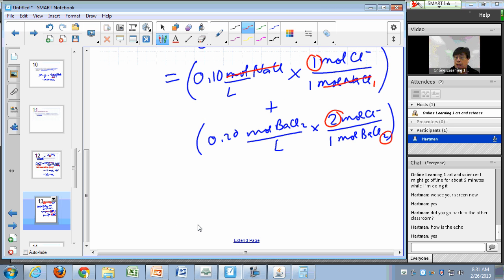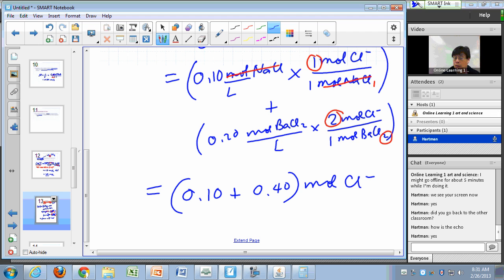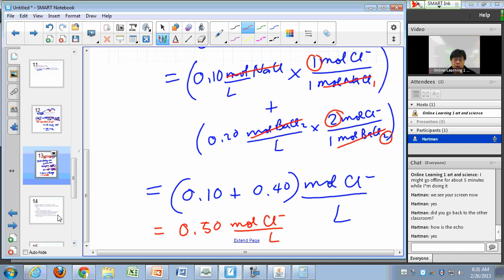And so that gives you 0.10 plus 2 times 0.2, that's 0.40 moles of chloride per liter. You'll notice your sodium chloride cancels out, and so does your barium chloride. Okay, so the total chloride concentration in this mixture is 0.50 moles per liter. So molar concentration of chloride is 0.50 molarity. Okay.